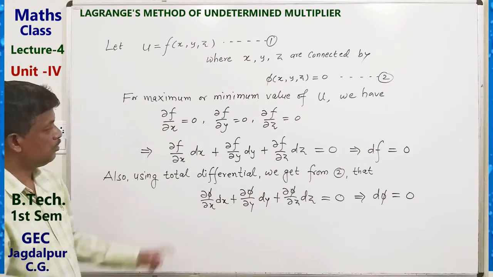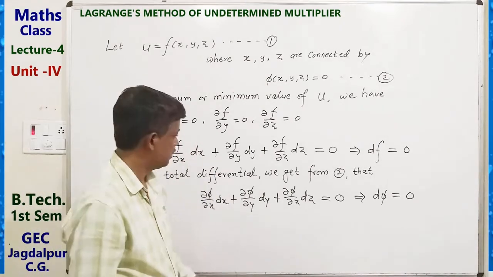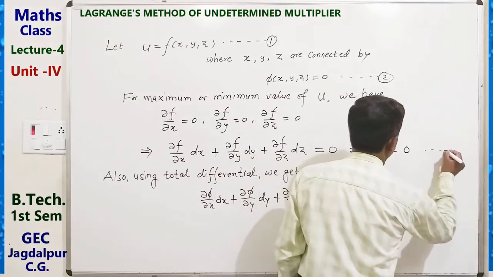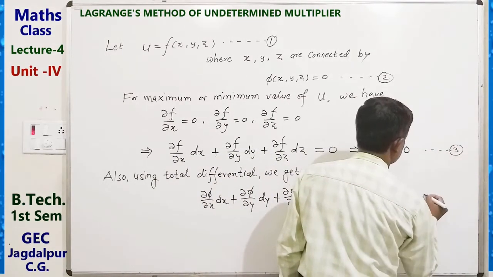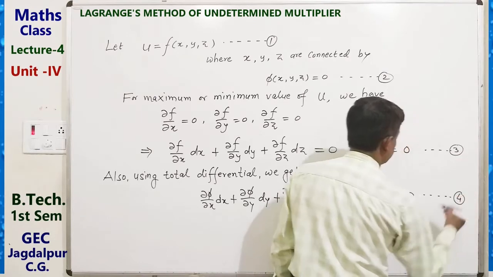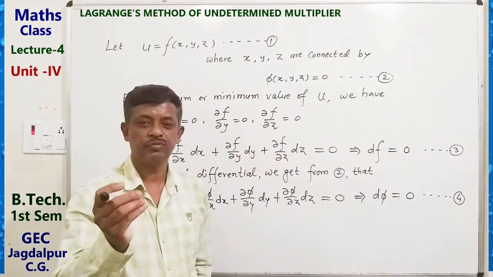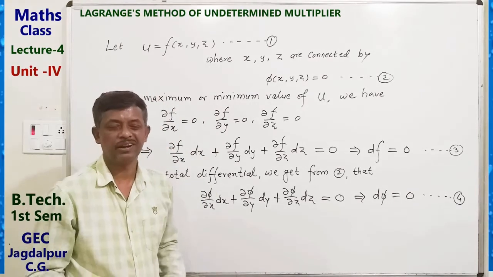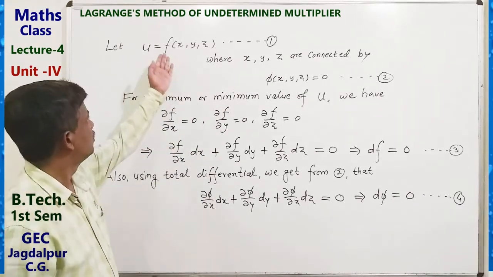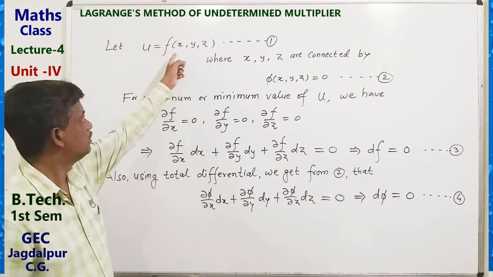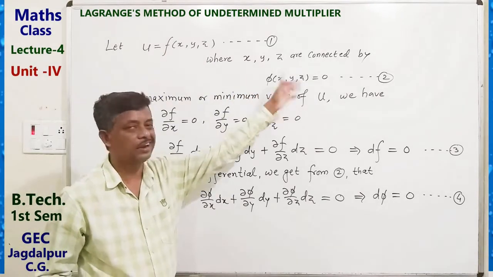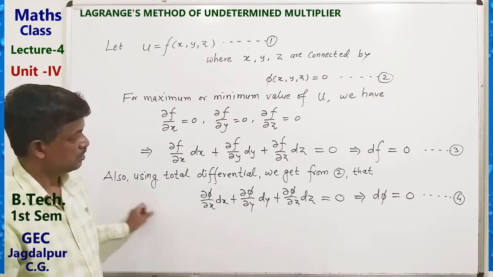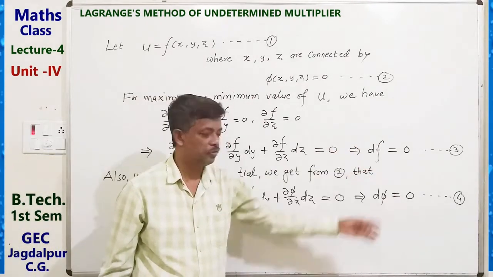Okay. Now we get two equations here. This and this: this is equation 3, this is equation 4. We are trying to find a stationary value for maxima or minima, for extreme values of this function, where these variables are connected by this relation, a single relation. So these are the two equations 3 and 4.